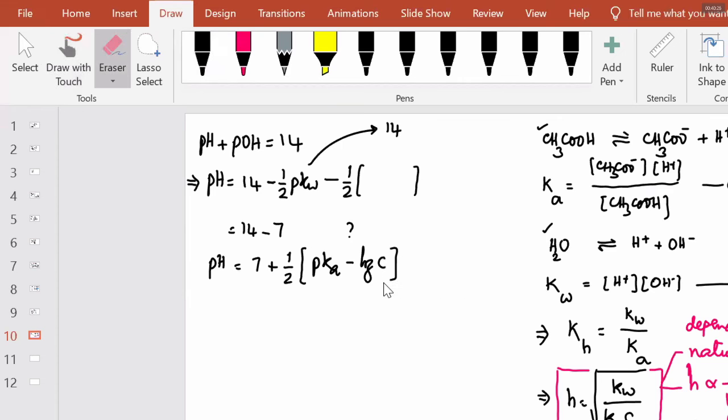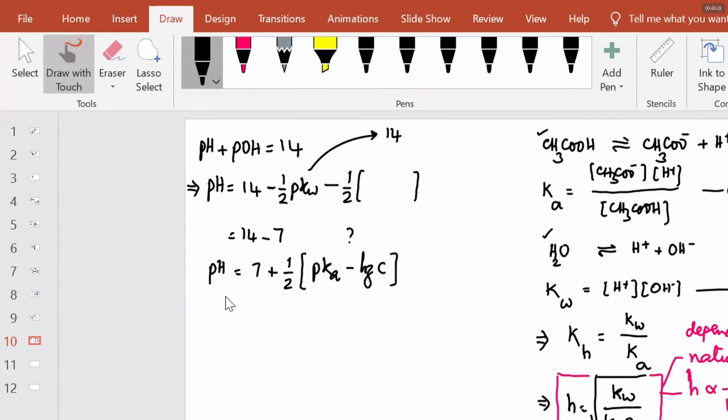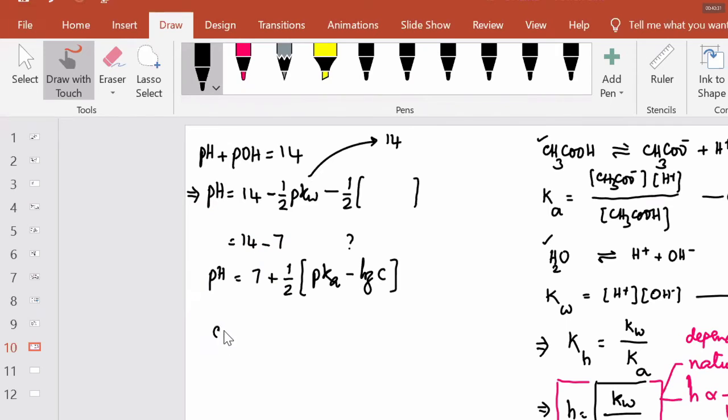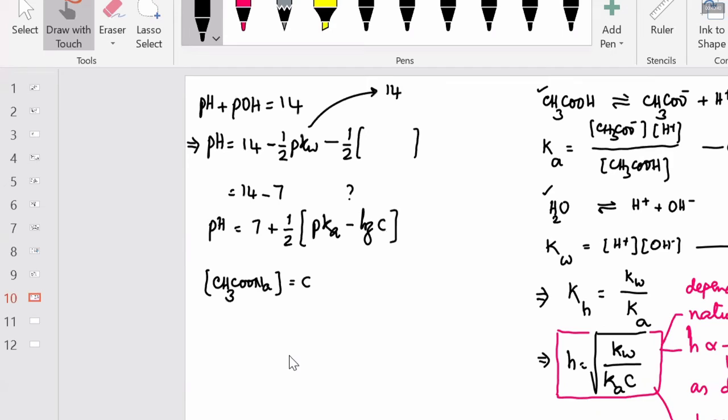See here. Suppose you have taken CH3COONa. This is a salt. Suppose the concentration is C, as we have done in buffer. Same story here. Who is undergoing hydrolysis? Sodium ion or acetate ion? I don't care about sodium ion, sir. Therefore, I'll take care of this one. Concentration of acetate ion is equal to C. Therefore, people say this C is concentration of salt.